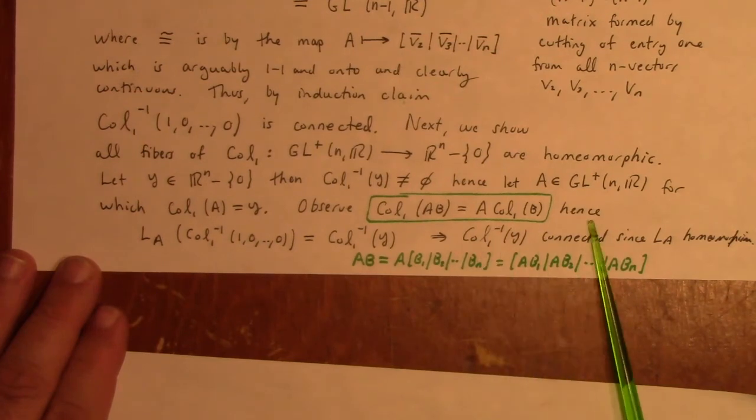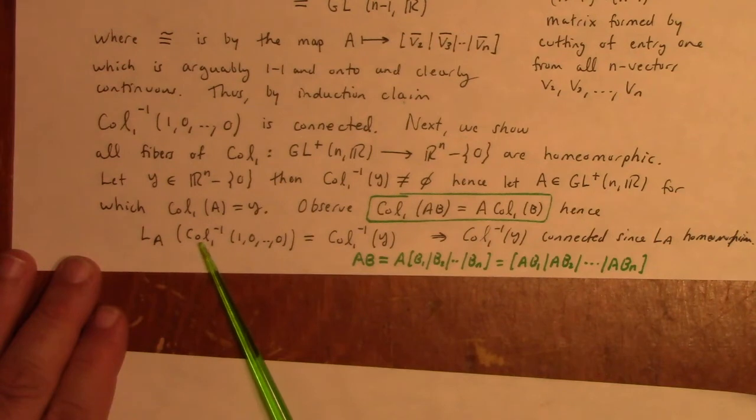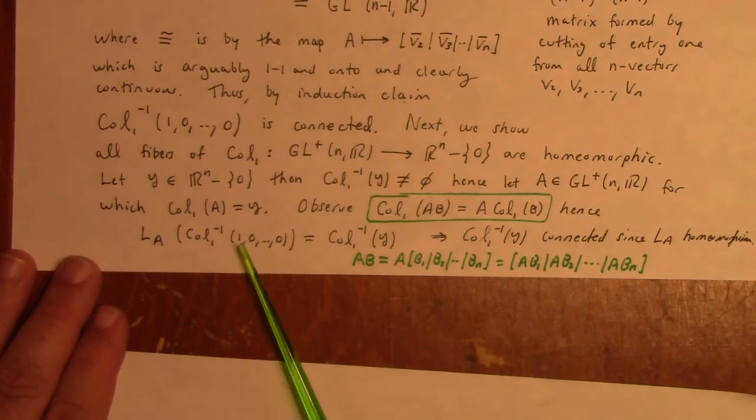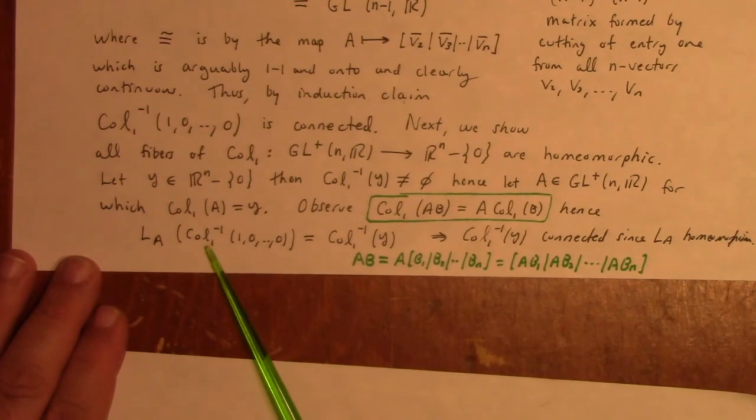All right. So that means that if we look at left multiplication by A on the inverse image of E1, remember column 1 of A is Y, then when I multiply by A, well, this is equal to column 1 inverse of Y, which implies that column 1 inverse of Y is connected, since LA is a homeomorphism. And we knew that this is connected by the induction hypothesis.